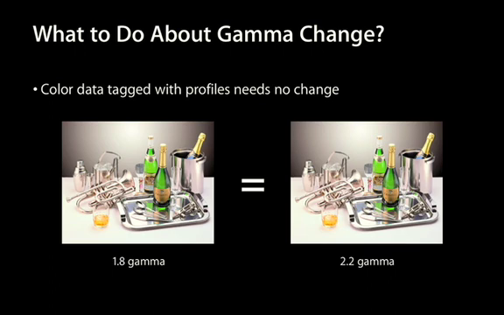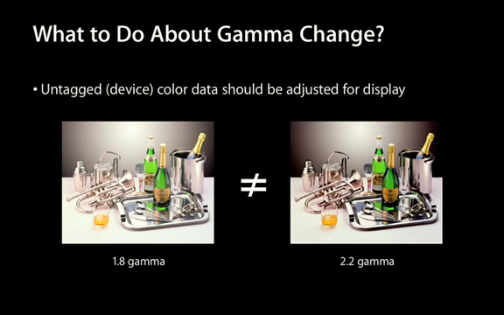Well, if your data was tagged, it really makes no difference. The images will just be matched to a different profile and everything will work fine. But in case your application was using untagged data, I think you would need to make some adjustments. Here's an example of what's going to happen if the image was not tagged. Clearly, the image on the right side is a little bit too dark, too contrasting.